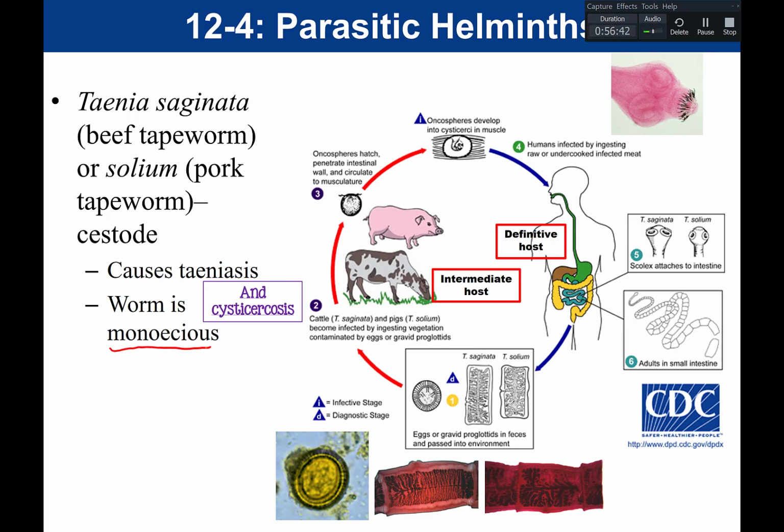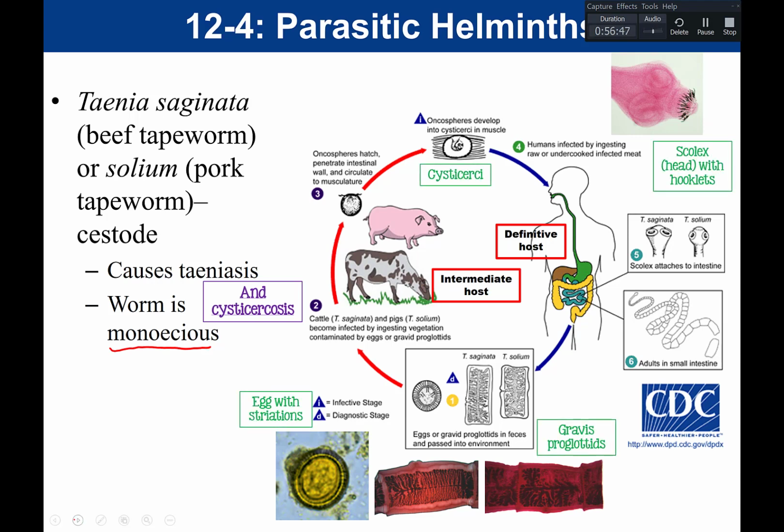In terms of stages to know on the exam, so you need to know, let's put this on here, the scolex. The scolex is the head, and it has these little hooklets on it. And these hooklets are unique to Taenia solium. So if you see those hooklets, you're looking at Taenia solium. So that is the head or the scolex. You need to know that. So again, if you see the hooklets, it's Taenia solium.